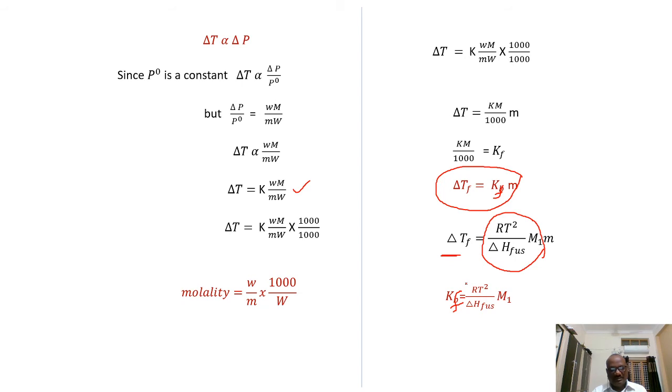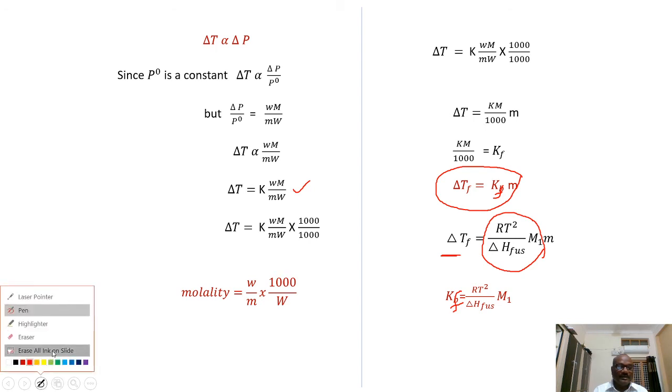Is it okay? So we have seen the relation between the depression of freezing point and relative lowering of vapor pressure. From that we derived the equation between delta Tf and molality, and in the last class we also saw the equation for Kf. Kf is equal to RT square divided by delta H fusion into M1. These things are very important. You have to remember and practice them.